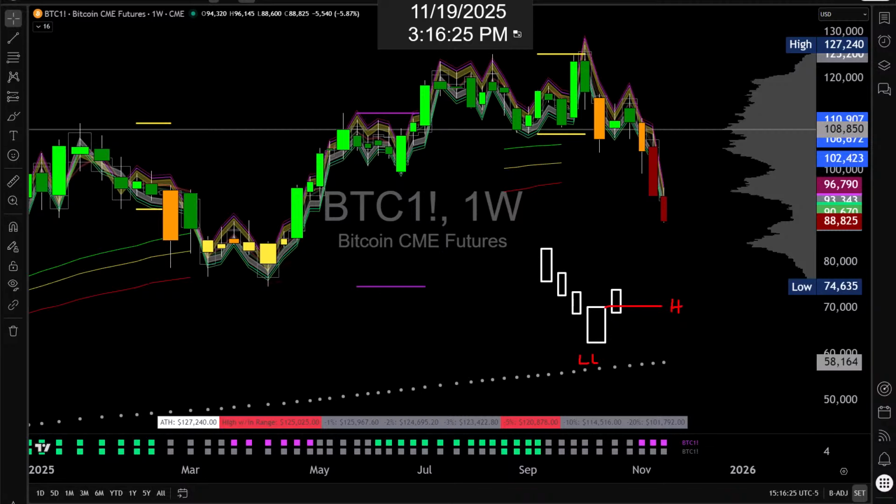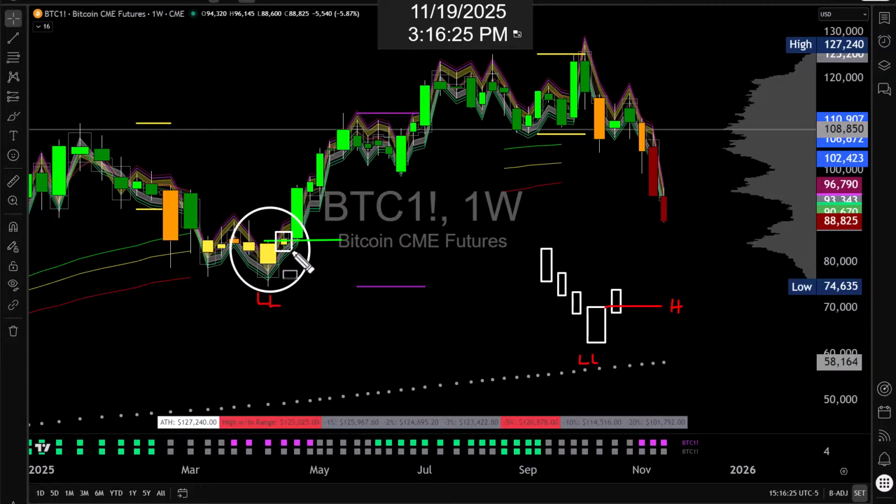So back to this example here. This is the minor low pattern. Here is your lower low candle. Here is the high of that candle. And the next day, right in here, we took that high out. That's what I'm waiting for.